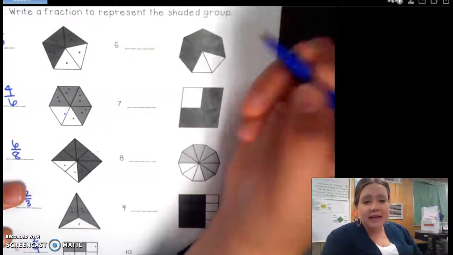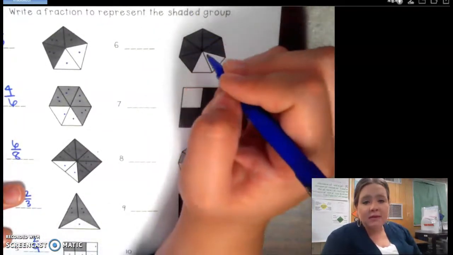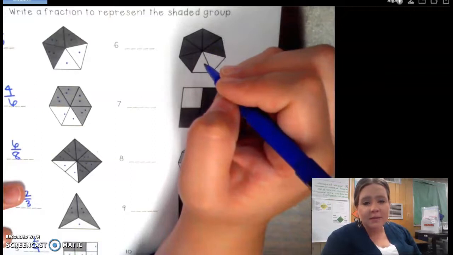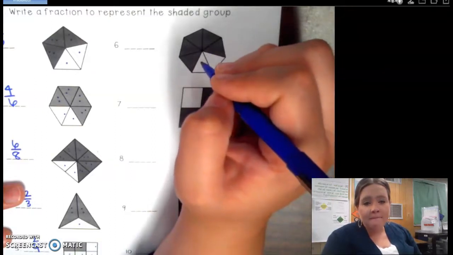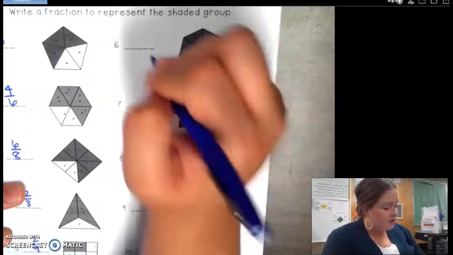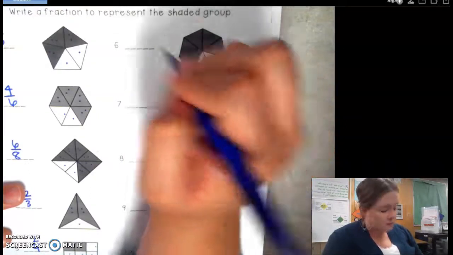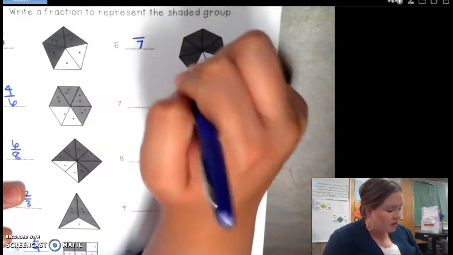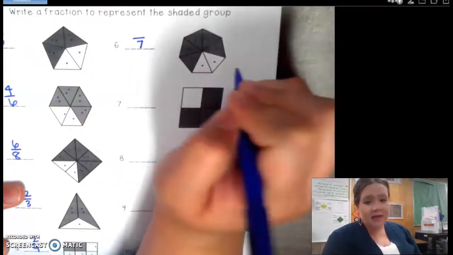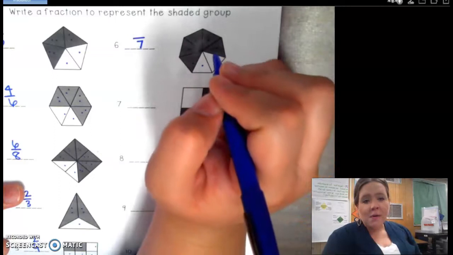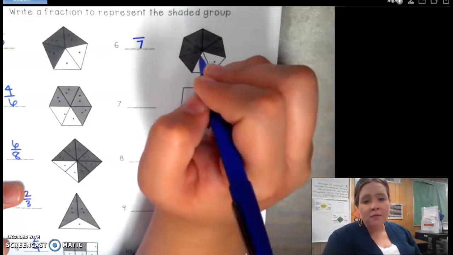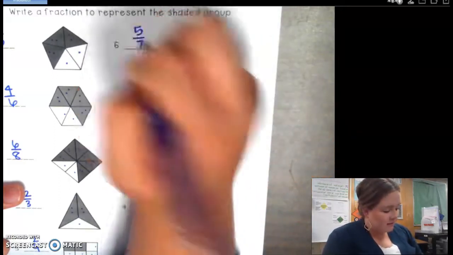Looking at number 6. Get that glare off a bit. How many total pieces do we have in number 6? Good job. Is that my numerator or denominator? My denominator. 1, 2, 3, 4, 5, 6, 7. And then how many are shaded? Awesome. 5.